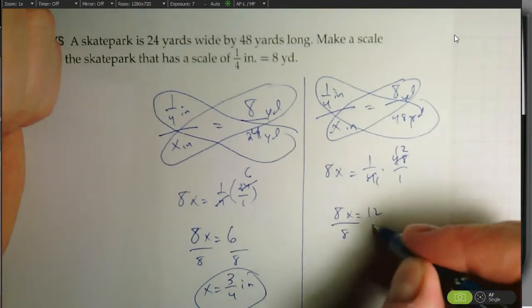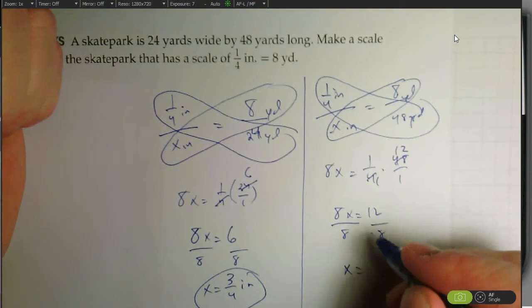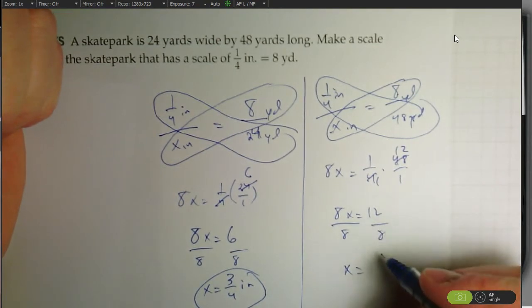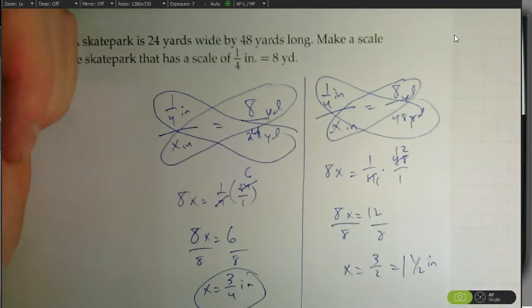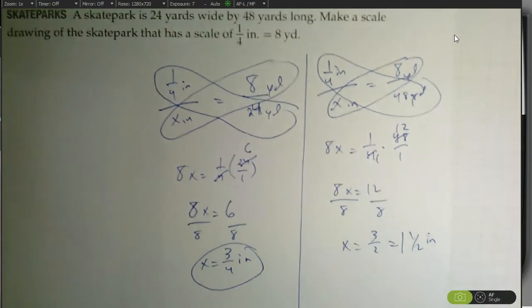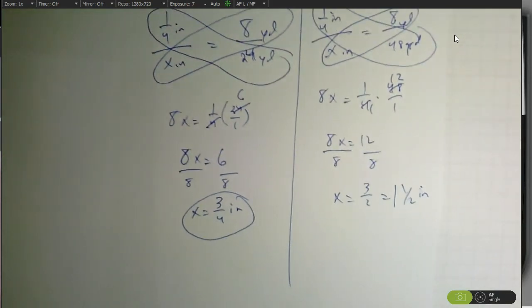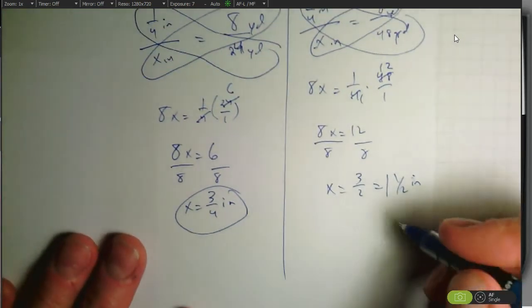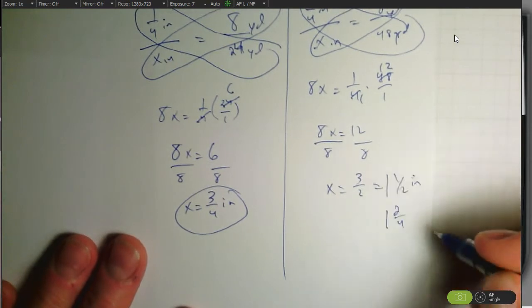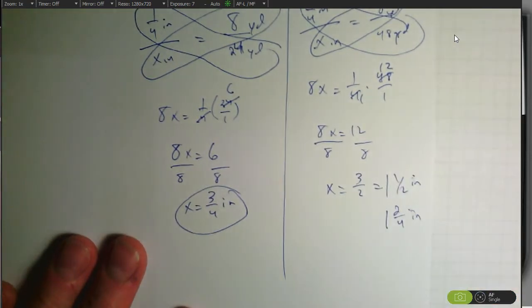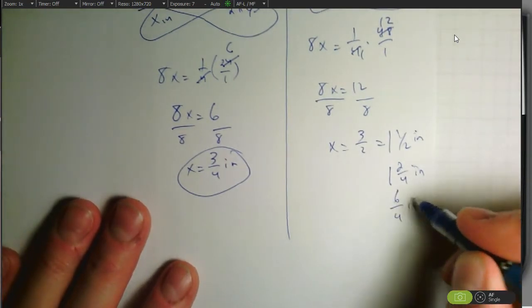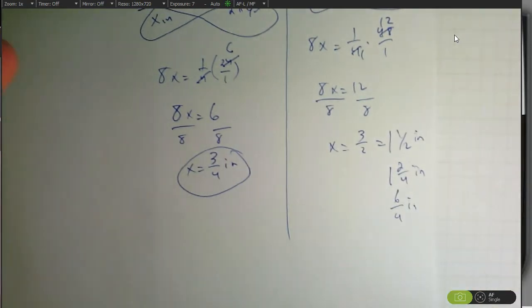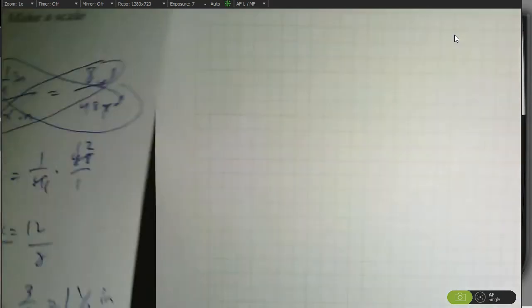Then divide both sides by 8. X equals, this time it divides by 4, and I get 3 over 2, which is 1.5 inches. So this time, for the other dimension, I should go 1.5 inches, which if I go by quarters, that's 2/4 inches. Or if I make it an improper fraction, 6/4 of an inch. So I should go 6 boxes down on my drawing.